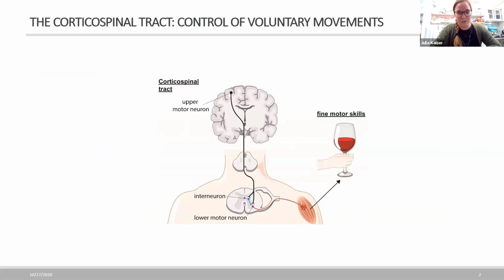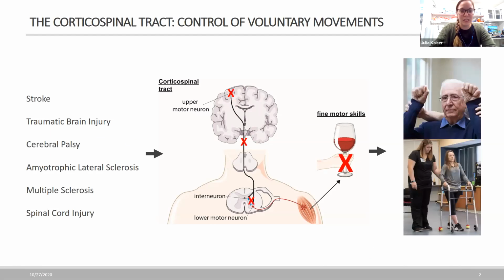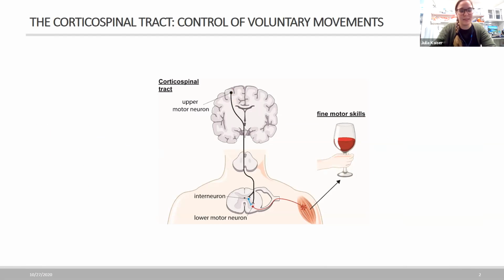First of all, I need to introduce you to this little guy, the corticospinal tract. It's the major descending tract of the cortex that controls our motor skills, and I think this is a function that we all highly appreciated during the quarantine. In brief, upper motor neurons that are in the cortex project down to the spinal levels, where they directly or indirectly innervate lower motor neurons that then control the muscles that allow us to hold glasses and enjoy life.